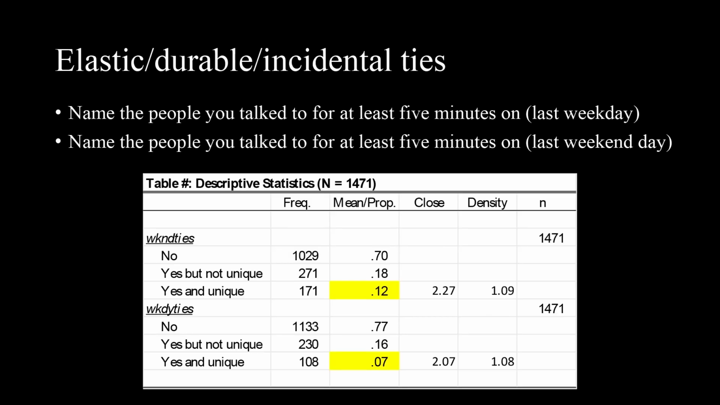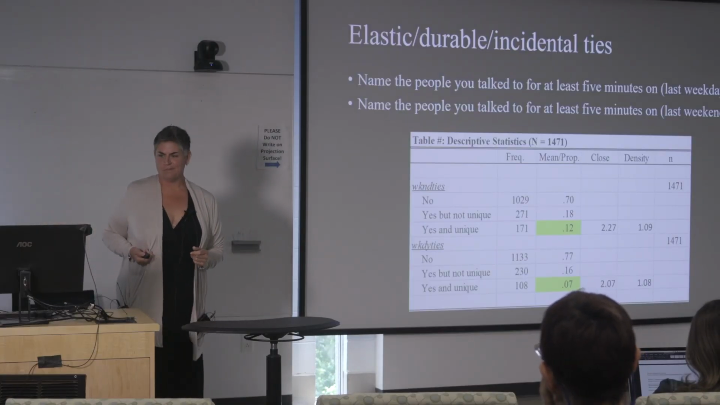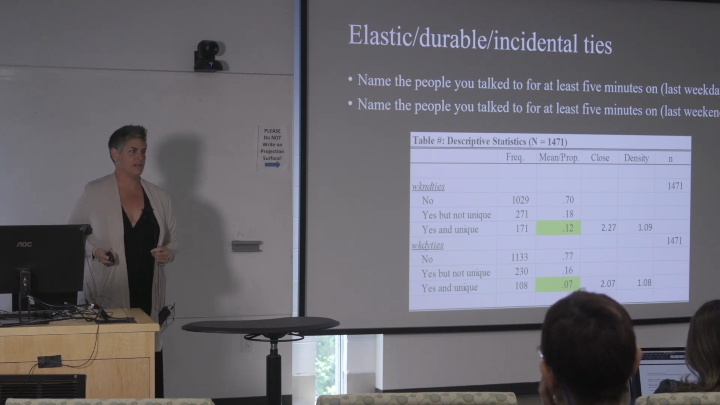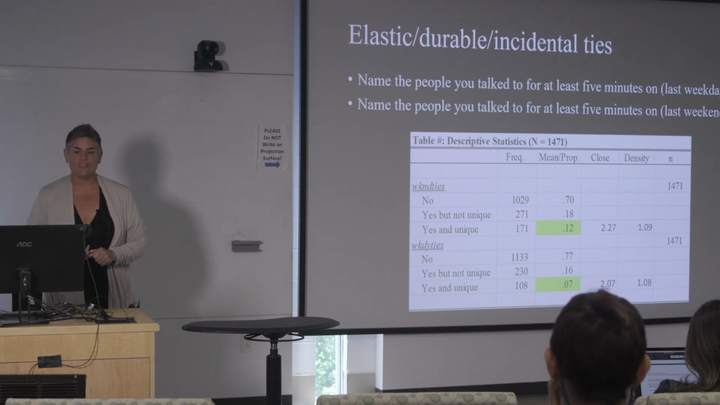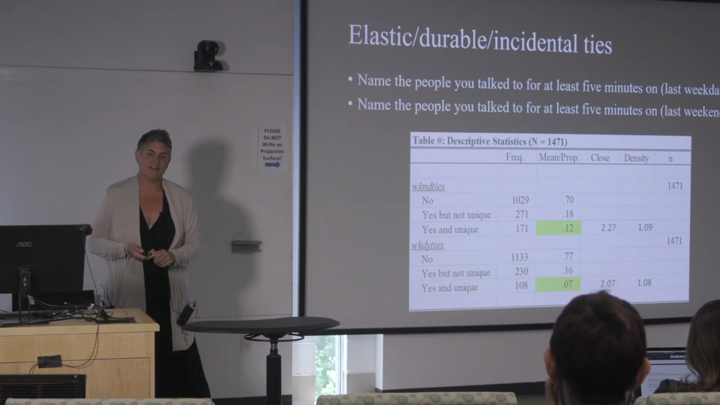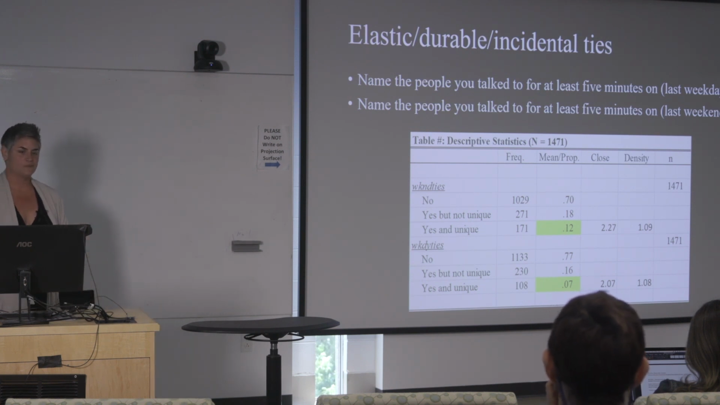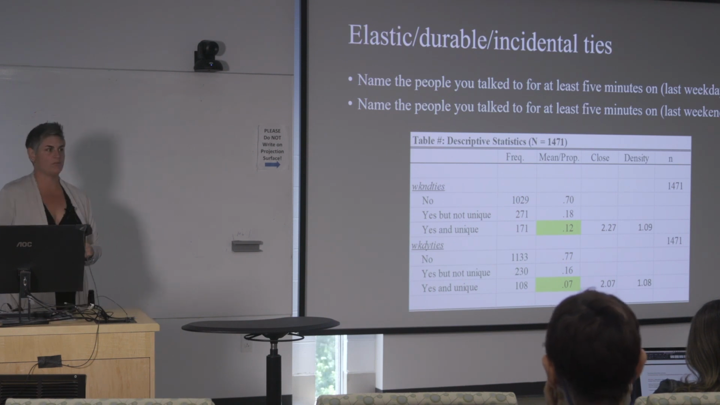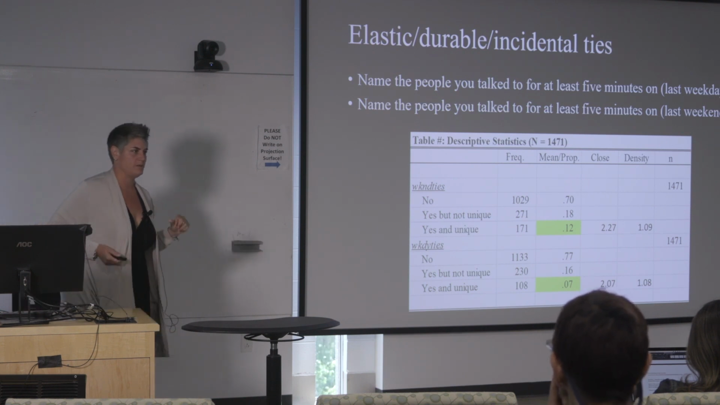So going back to these elastic or durable or incidental, I think Matt Desmond calls them disposable, which seems really mean. Especially because he found that these people do super important things for you. So the way that we actually asked the question, and this was a methodological experiment really, we had no idea what we would find with older adults, but we asked, name the people you talked to for at least 5 minutes, and then we randomly picked the weekday before so that recall wouldn't be as bad.